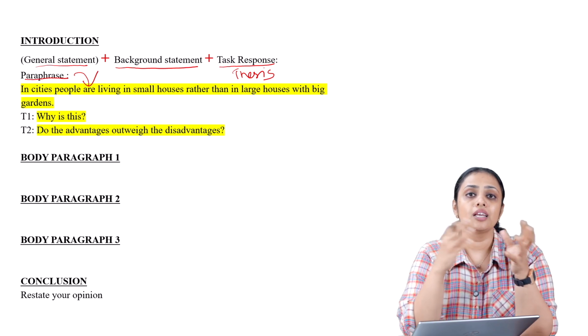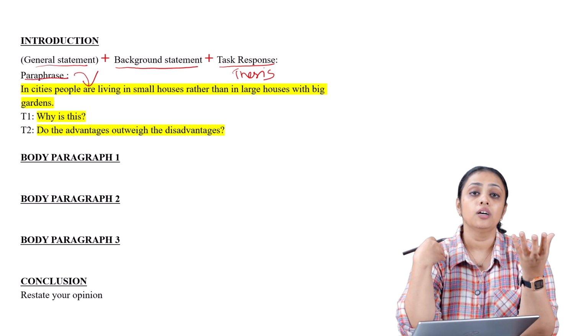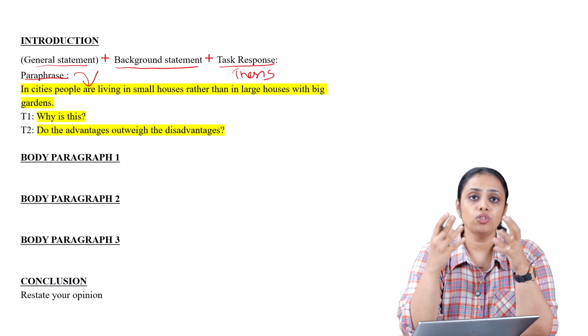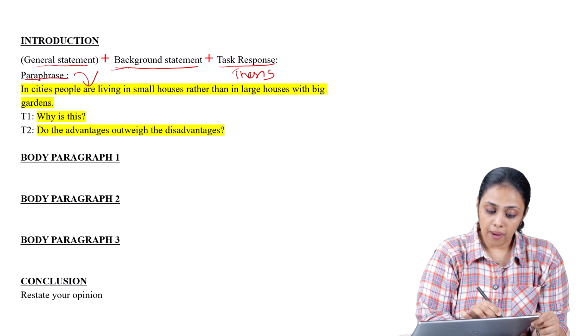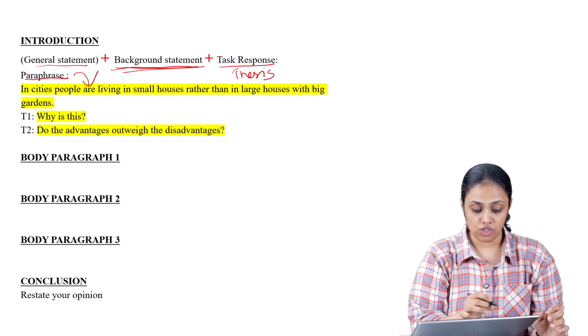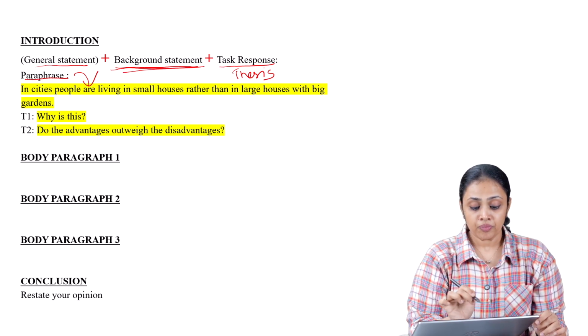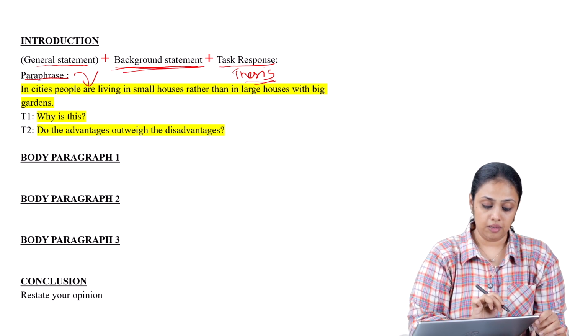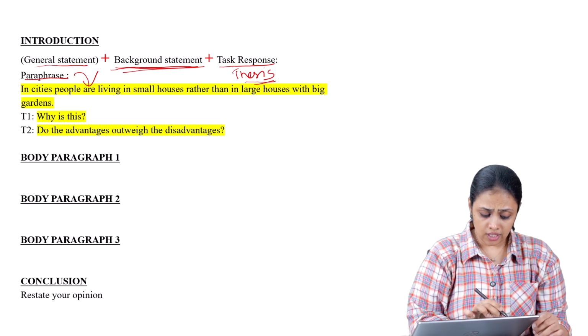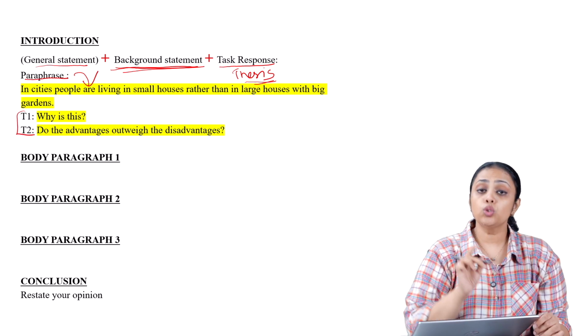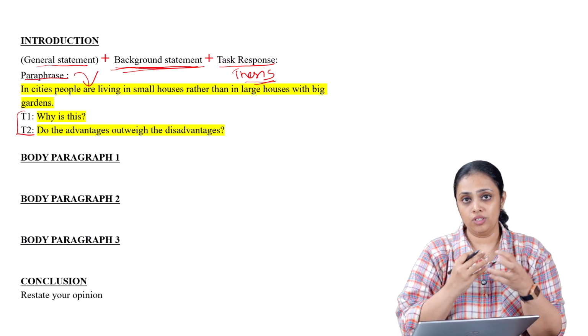You can rearrange the order of the words, you can write synonyms. Through all those, you are paraphrasing the given statement. Now, the first part of your introduction should be that background statement. Then you have this thesis statement, which is nothing but the task response. So here you have two tasks or two parts to the task.